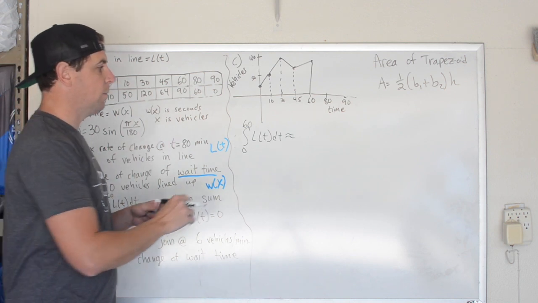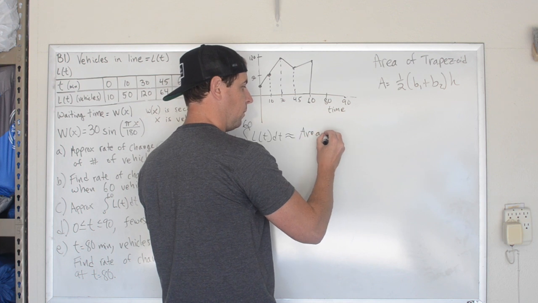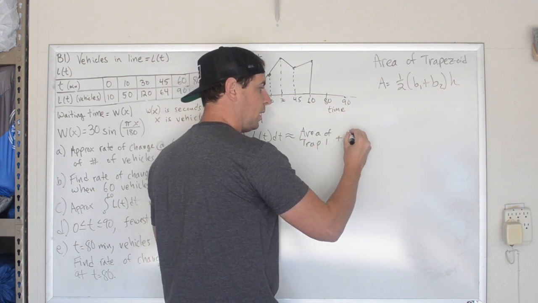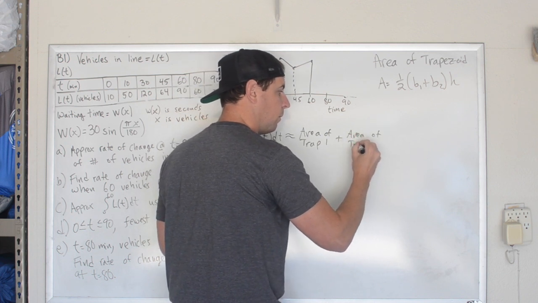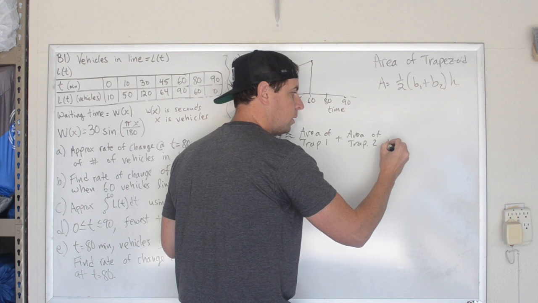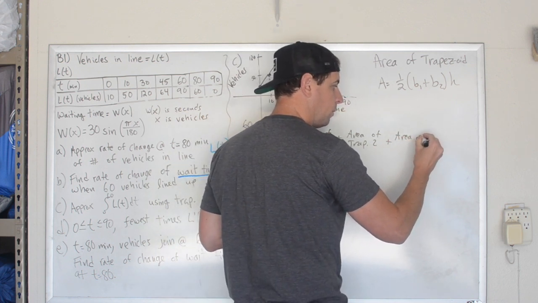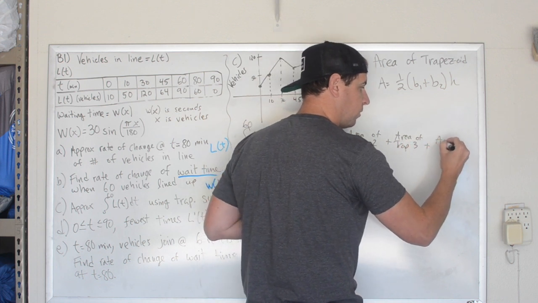So that means I'm finding the area of trapezoid 1, area of trap 1, plus the area of trap 2, for trapezoid 2, plus the area of trapezoid 3, plus the area of trapezoid 4.